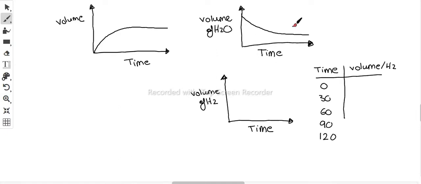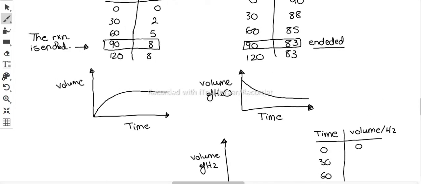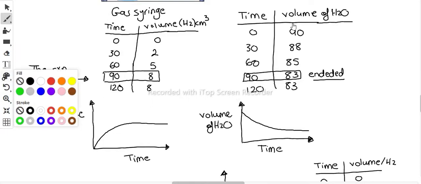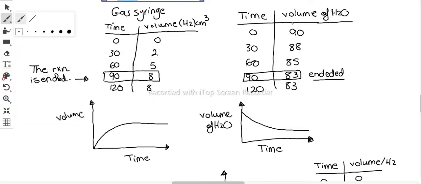Initially, the volume of hydrogen gas collected is 0. Now the question is, how can we fill inside the table? We need to refer to the previous one. We're going to subtract in order to find the volume of hydrogen. So if we subtract 90 minus 88, it will be 2 cubic centimeter. You will also subtract 90 minus 85, so it will be 5 cubic centimeter. So each time you need to subtract from the original.